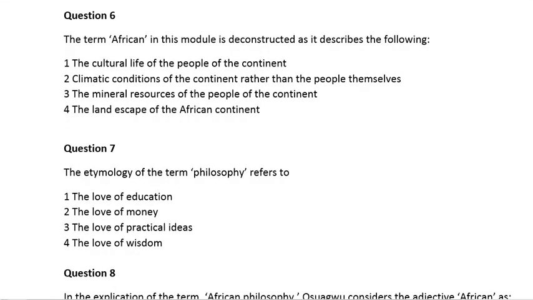Question 6. The term African in this module is deconstructed as it describes the following. Number 1, the cultural life of the people of the continent. Number 2, climatic conditions of the continent rather than the people themselves. Number 3, the mineral resources of the people of the continent. Number 4, the landscape of the African continent. So guys, here the correct answer is number 2, which is climatic conditions of the continent rather than the people themselves.